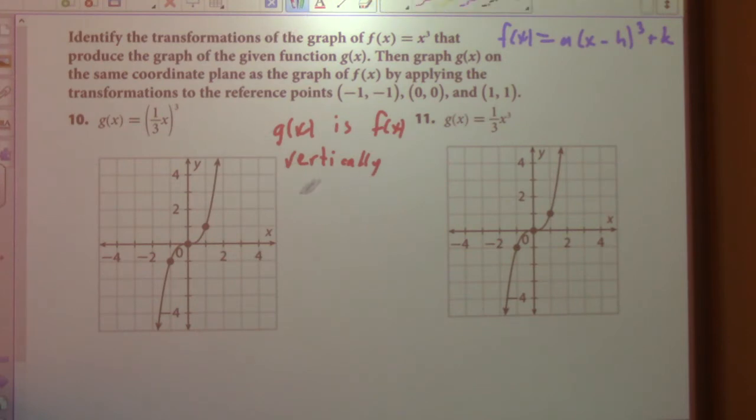Vertically compressed by a factor of 1/3.